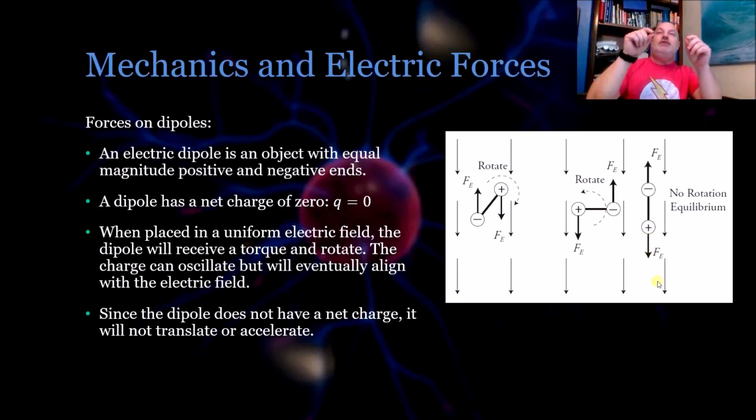So if you put these things in an electric field and they're not already aligned, they will try to align with the field. And if there's no friction, they'll oscillate as they try to align and eventually align with the field. One last important thing to note: since this dipole does not have a net charge, it will not translate in the electric field. Take a look at this one right here. It's the easiest one to see. These two forces will cancel. And so while it may try to rotate, it will not try to propagate or translate in the field.